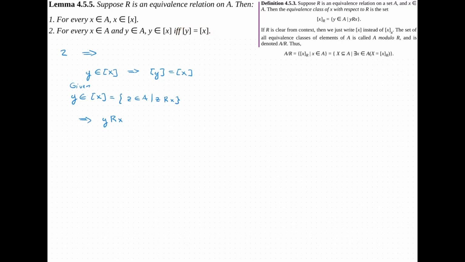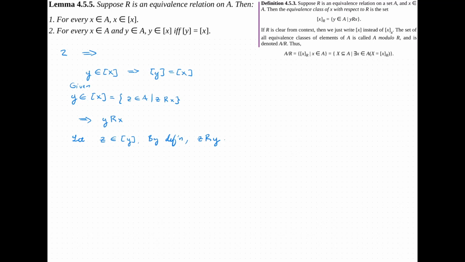So now, with that, let us show that the equivalence class of Y is equal to the equivalence class of X. And so we're going to do an element chase here. So let us go ahead and take a Z to be in the equivalence class of Y. By definition of the equivalence class, we have that Z is related to Y. So we got that. But we know that Y is related to X.